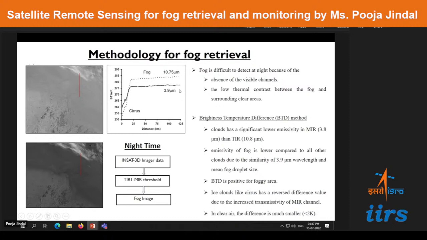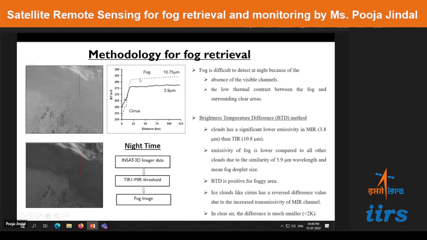So what happens in the foggy area? As we have already discussed, the fog top is very smooth. If you see both the bands, the temperature is similar on the fog top. In the 3.9 micrometer channel, the temperature is around 275 Kelvin, and in the 10.8 micrometer channel, the temperature is around 282 Kelvin over the entire range of the fog. So this is one way to distinguish the fog. And then the difference between the two channels is also more or less the same.